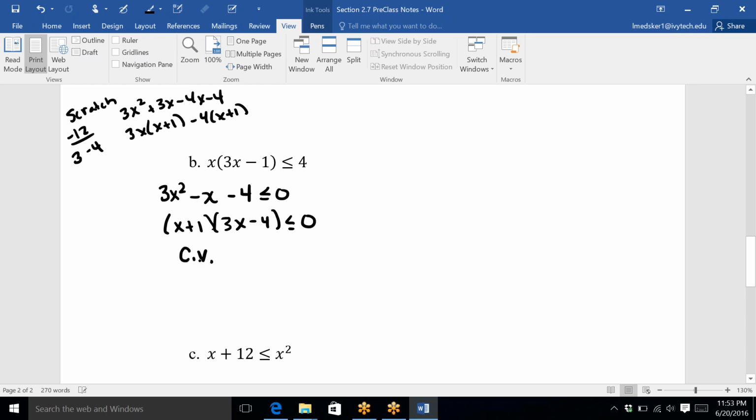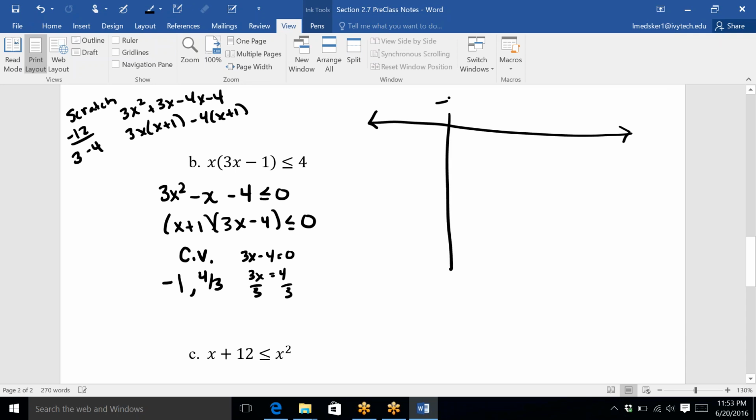I just call critical value CV from this point. Negative 1 would be a critical value because that makes this 0. This one might be a little harder to visualize, so imagine setting it equal to 0, adding 4 over, and dividing by 3. So my other critical value is 4/3. We make our number line. You have to make sure you write them from least to greatest. So negative 1, 4/3. Again, it had an equal to bar in the original problem, so these are closed circles.